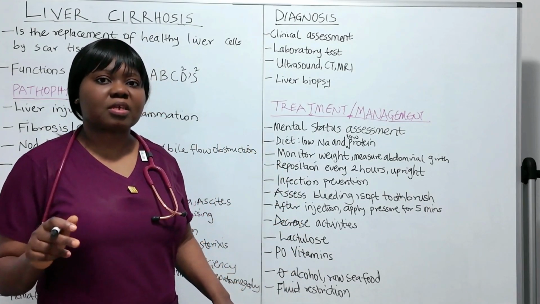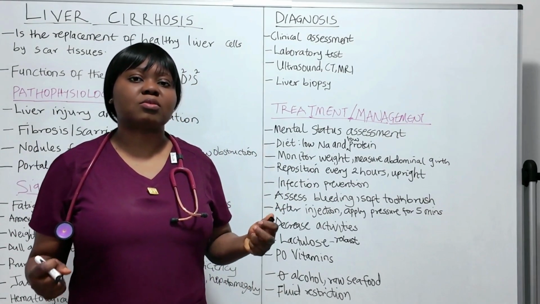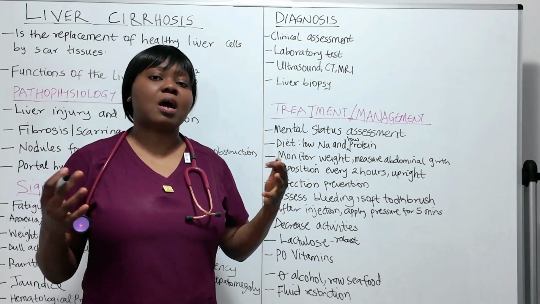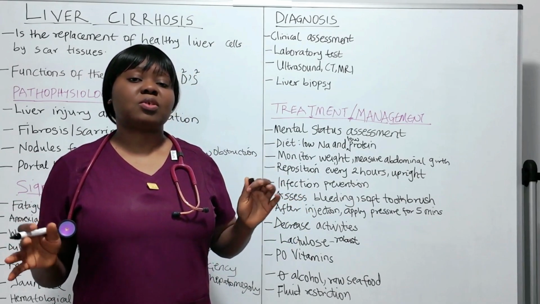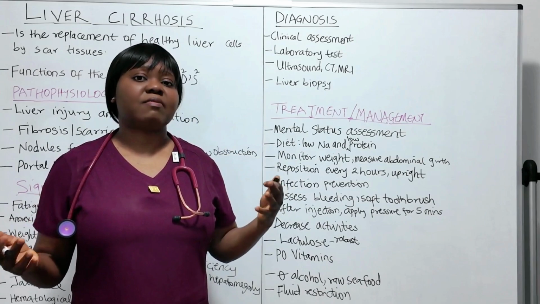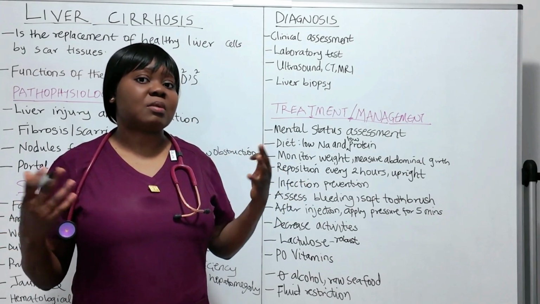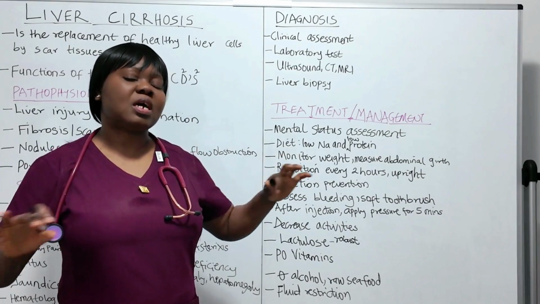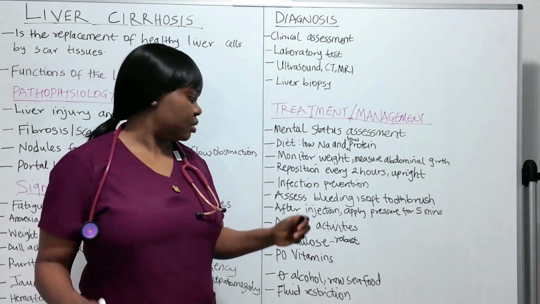Lactulose, this is very important. You're going to give them lactulose as prescribed. Lactulose is going to help in the removal of that ammonia. Because if that ammonia is so much, it can go to the brain and cause coma. It can cause what we call hepatic encephalopathy. And when it gets to that place, it becomes an emergency. So when you give them lactulose, it helps to remove that excess ammonia from their body.